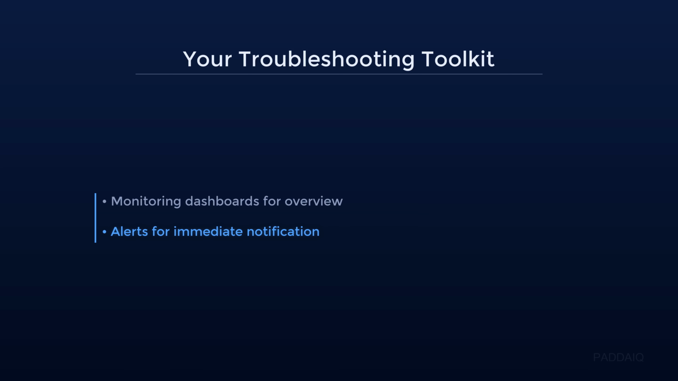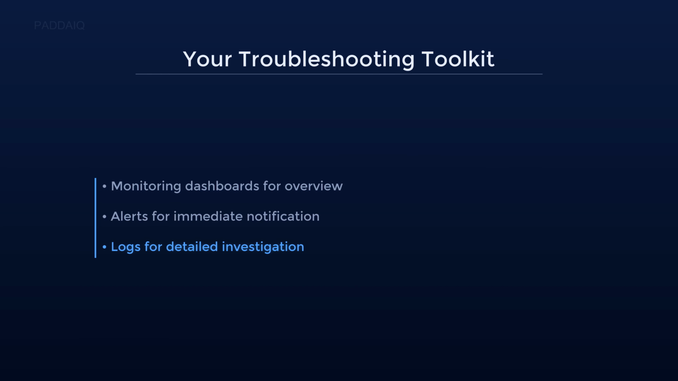Alerts for immediate notification. This means the system automatically sends you urgent messages when critical issues occur, so you can act instantly. For example, if your application's memory usage suddenly spikes, you will get an alert to investigate and prevent a crash. This tool keeps your operations running smoothly by ensuring you are always informed of problems right away.